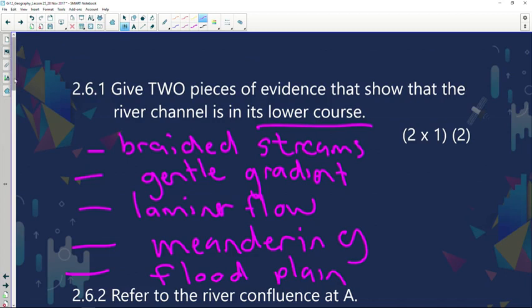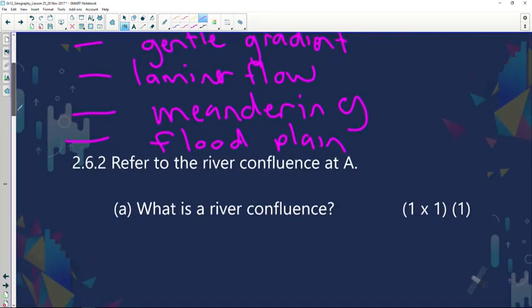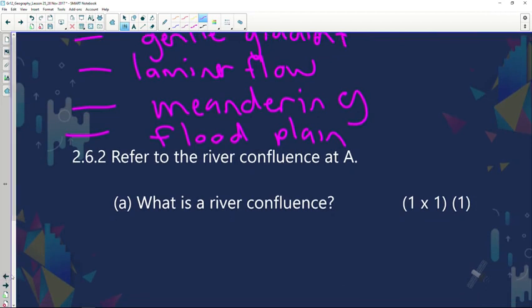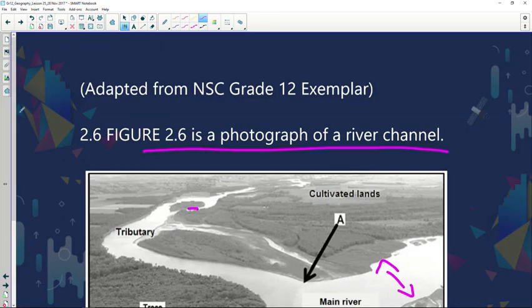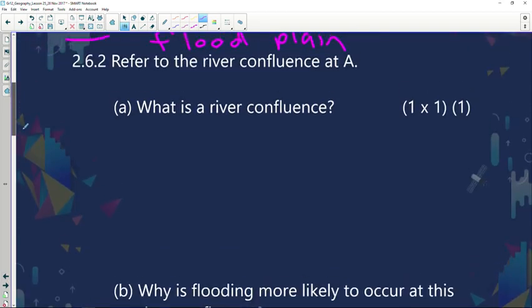Okay, now refer to the confluence at A. What is river confluence? Let's just go back to the diagrams over there. And what happens over here, Gr12? Confluence is where two rivers join. Okay. What is river confluence? Is where two rivers join. Okay.